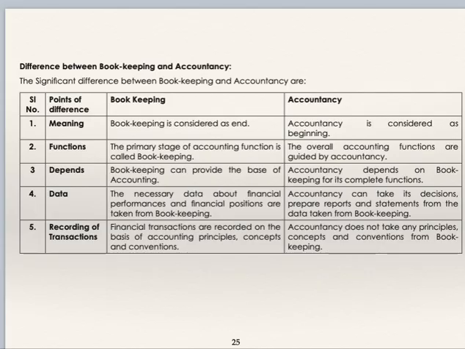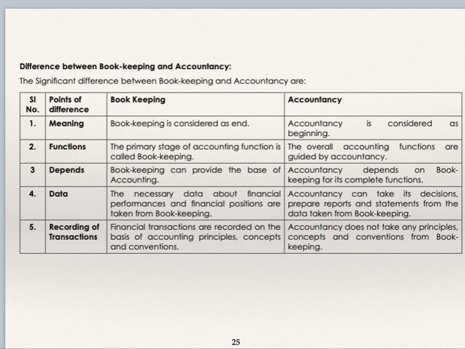Now we'll see distinction between bookkeeping and accounting, which is given in your book. Bookkeeping is considered as end and accounting is considered as beginning. So in short, accounting starts when bookkeeping ends. Function is the second distinction. The primary stage of accounting function is called bookkeeping. The overall accounting function are guided by accountancy. So in short, we'll see what are the functions differently.